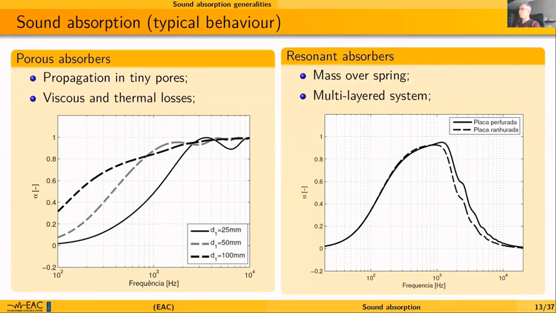In terms of general behavior, porous materials do tend to have an absorption that increases with frequency, and in resonant absorbers we would have a resonance, and below the resonance the absorption is sort of small, and after the resonance as well.